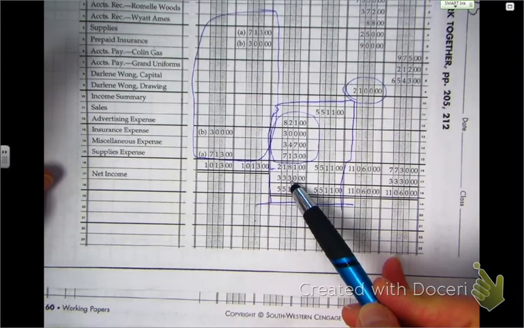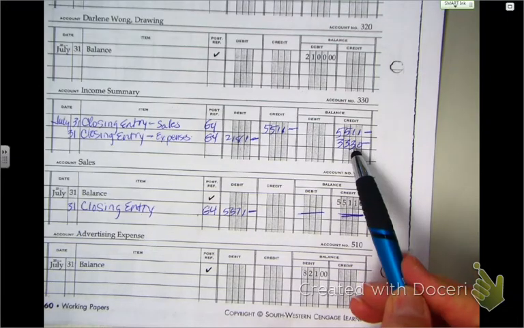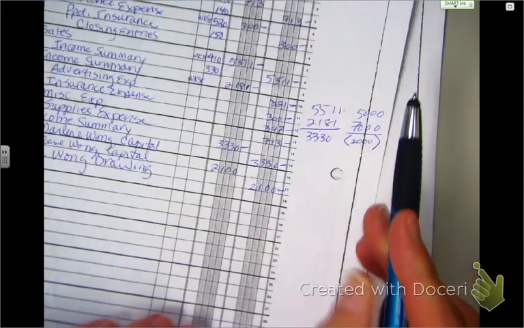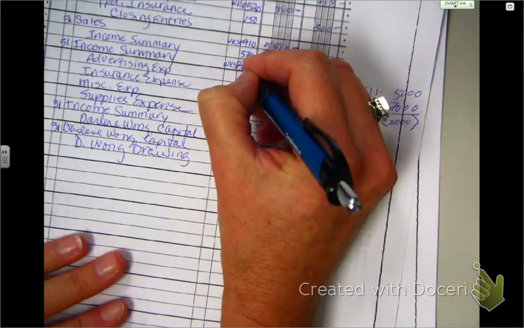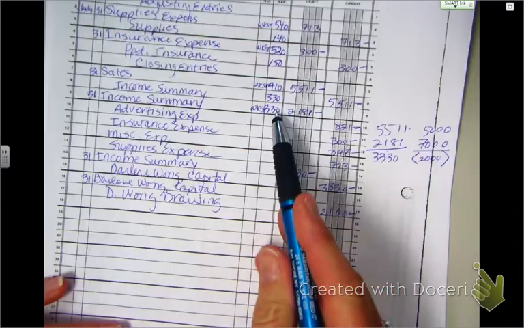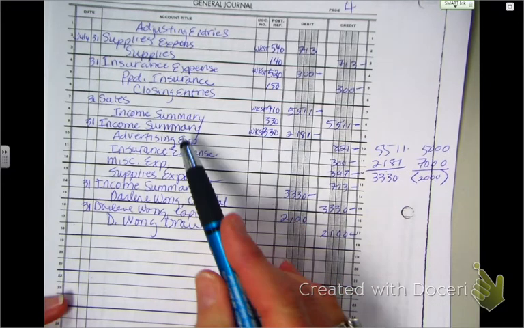So we know we've done this correctly. And you can see that we have a credit balance, which means we have a profit. Okay, we're going to take that 330, bring that over here, and put the post reference into our journal. And then we're going to close out each of these expense accounts.